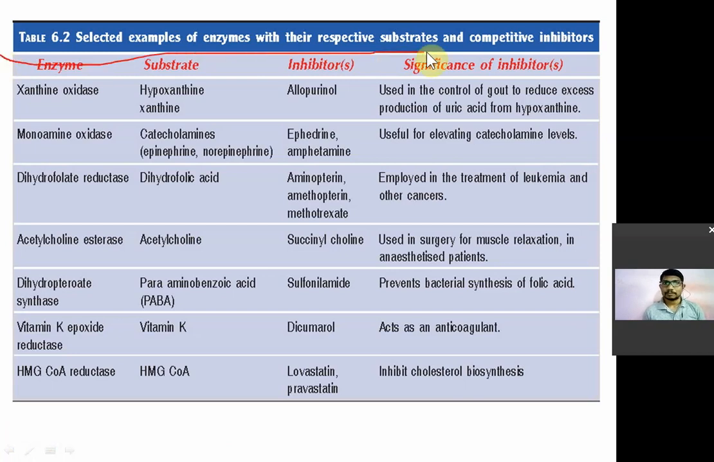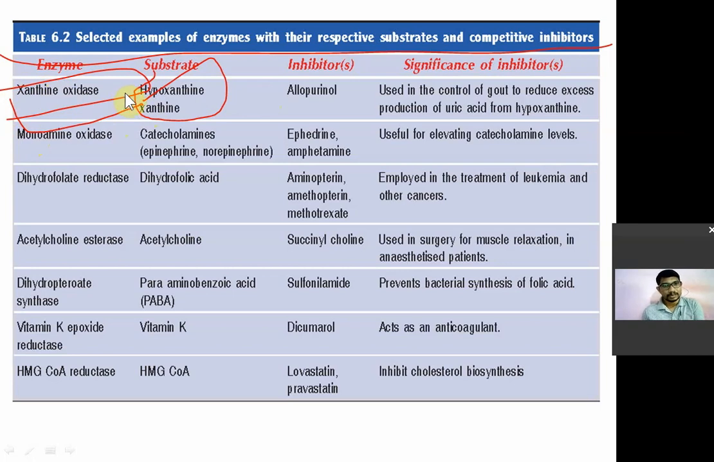Now next part is selected examples of enzymes and their respective substrate and competitive inhibitors. एंजाइम देखो, xanthine ऑक्सीडेज नाम का एंजाइम होता है, उसका सबस्ट्रेट होता है xanthine एंड हाइपोxanthine. तो ये xanthine ऑक्सीडेज हाइपोxanthine xanthine को क्या करेगा? इसका कन्वर्जन करेगा यूरिक एसिड में.